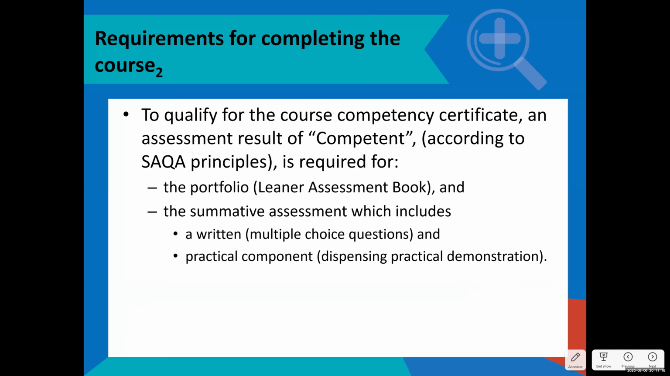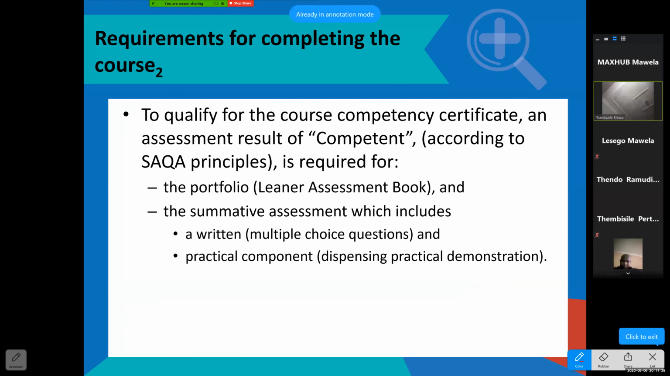So to qualify for the course and get your certificate, you would have to submit your portfolio of evidence. That's quite important. And then at the end, we will give you access to your summative assessment. Like I said, it is a multiple choice question that you need to pass. Once you have passed your summative assessment, that gives you access to your practical component where you would be asked to do certain tasks. And this is an open book.